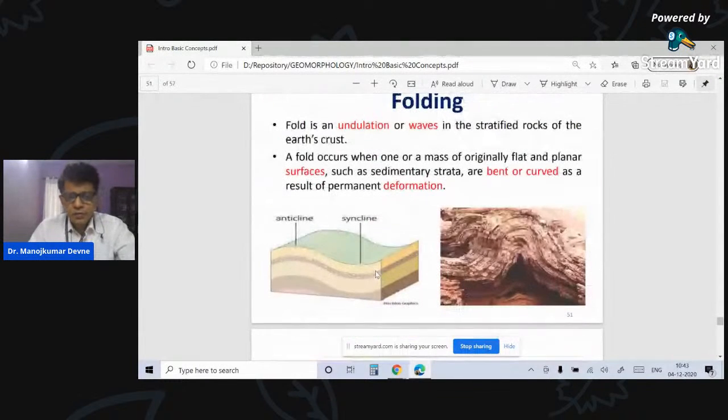Folding: instead of tension, if there is compression, if I compress these two, it will lead to folds, and you have different types of folds, the anticlines and synclines. Here you have this beautiful fold that has emerged in this photograph.